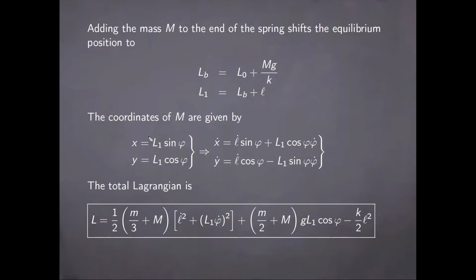and the coordinates of M can be written very simply in terms of the spring's total length and the orientation with respect to the vertical axis. I can then calculate the time derivatives and the squared velocity, and as such the total Lagrangian becomes the one here, where I've included a kinetic term for the spring itself, then the kinetic term of the mass, and then the gravitational potential term, both for the spring and the mass, and the elastic energy of the spring itself.